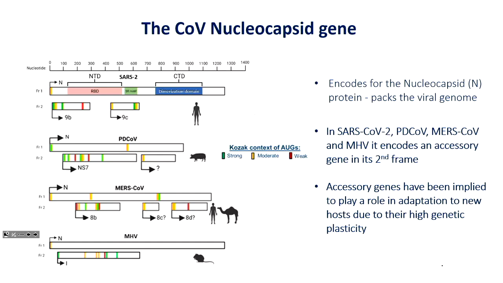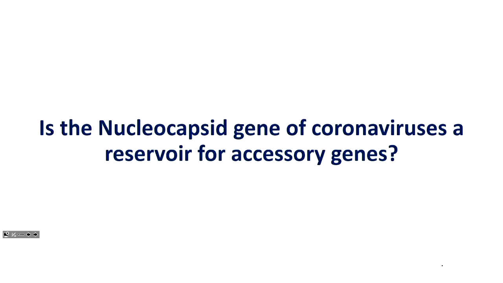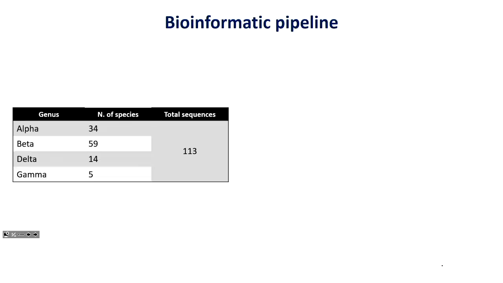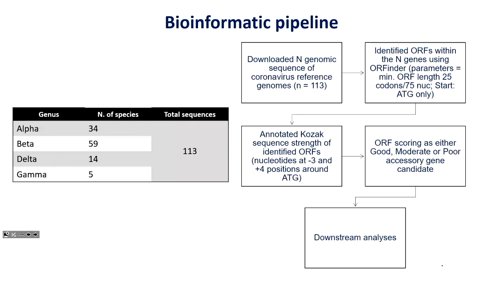And so because so many coronaviruses do this thing, at the beginning of my PhD, I asked the first question of this talk and of my PhD, which is: is it by chance that the nucleocapsid gene of coronaviruses in general is a reservoir for accessory genes? And to answer this question, I downloaded the genomic sequence of 113 different coronavirus species divided by the 4 different genera. And then I looked for open reading frames in the second frame domain using an online tool called Finder, and these are the parameters they used. And then I came up with a series of parameters to score the open reading frames that I identified as either good, moderate, or poor accessory gene candidates. But I'm not going into details because we do not have the whole day.